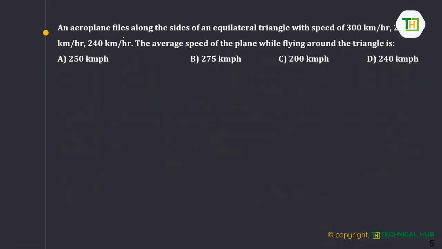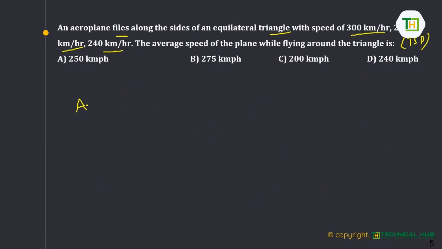An aeroplane flies along the sides of an equilateral triangle with the speeds of 300 km per hour, 200 km per hour and 240 km per hour. The average speed of the plane while flying around the triangle is. So this question is related to time, speed and distance, and they're asking the average speed.